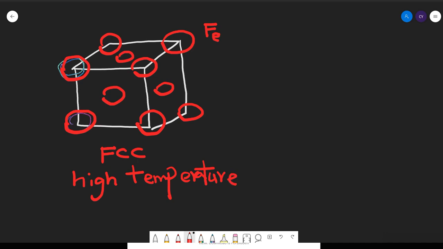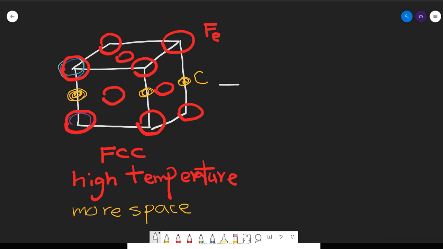Okay, and then in this case, there should be more space, so the carbon atoms should exist here. So this is a carbon atom here. So we can say in this state there is more space.